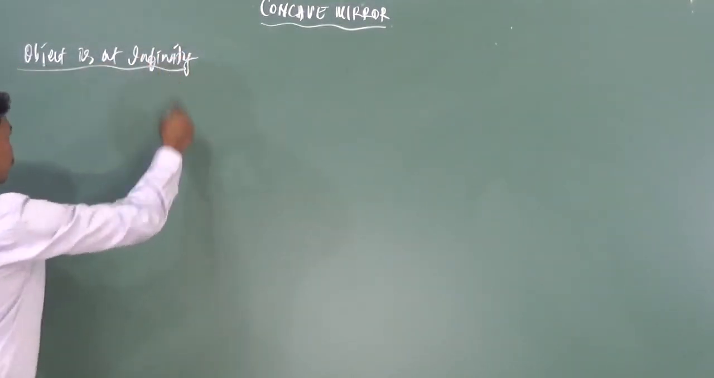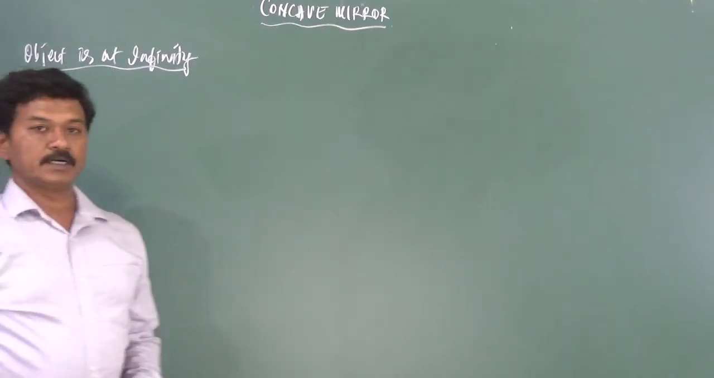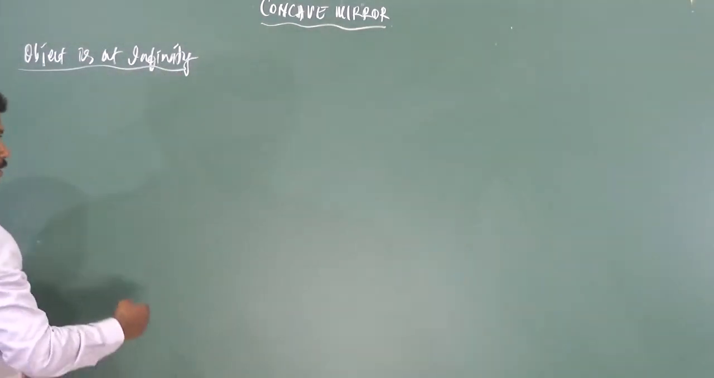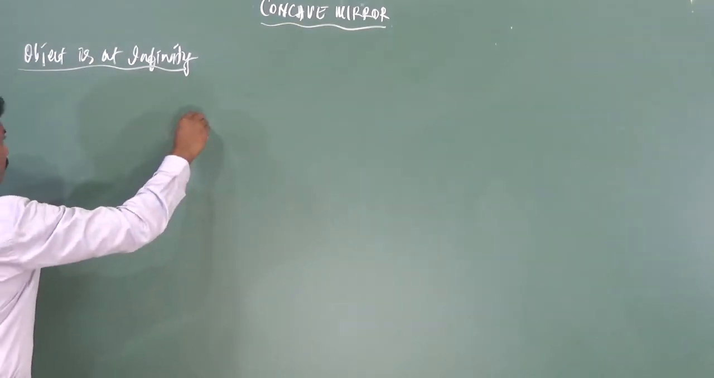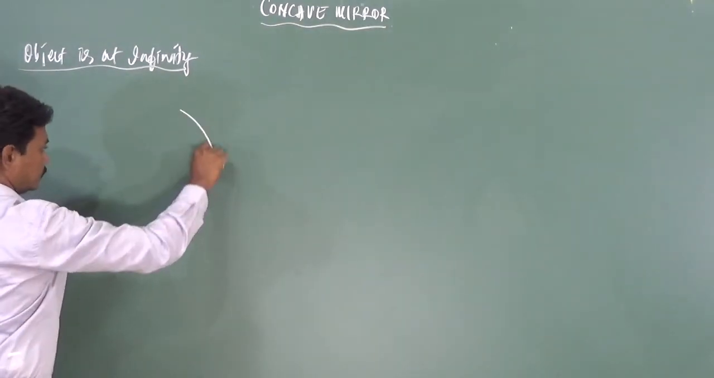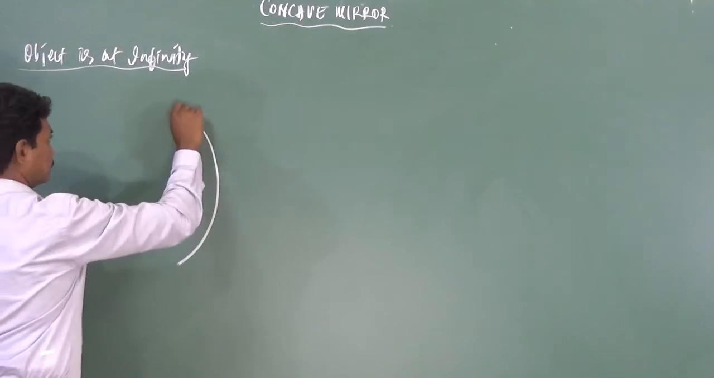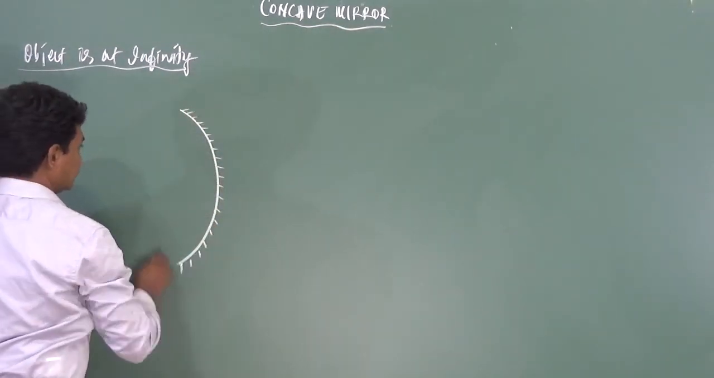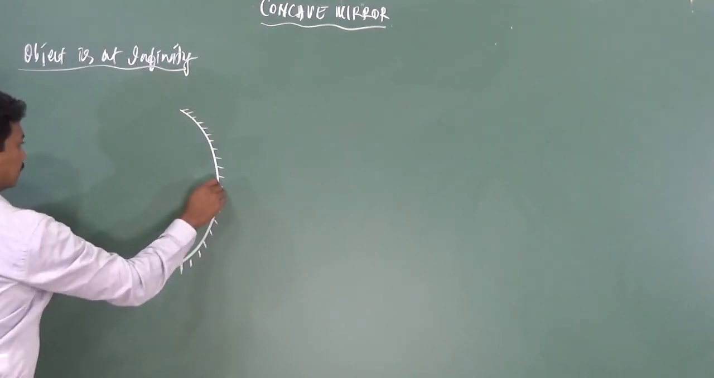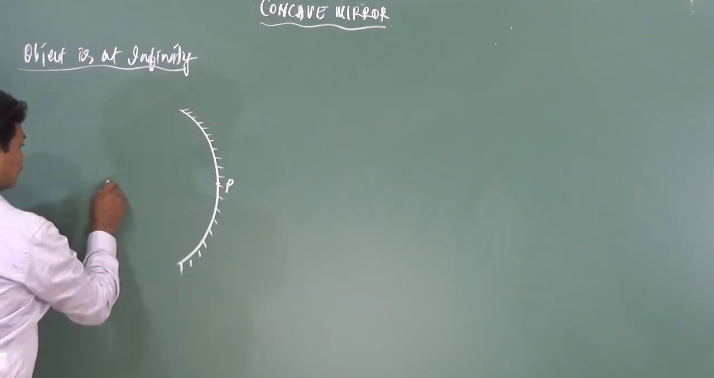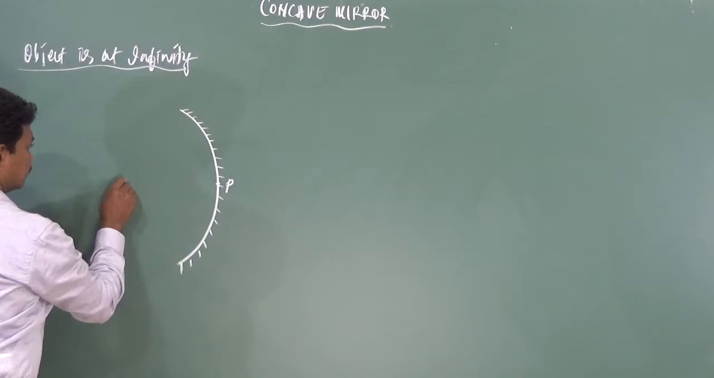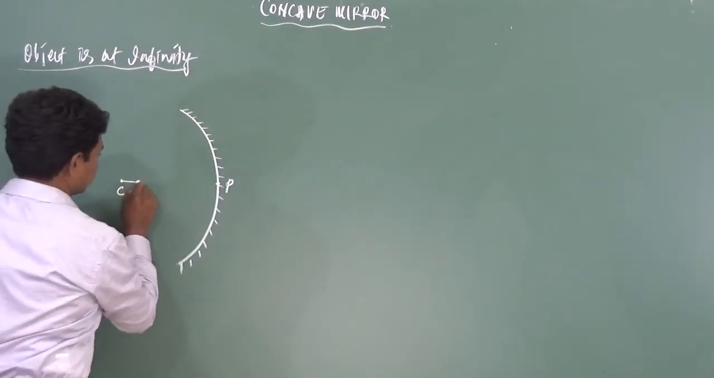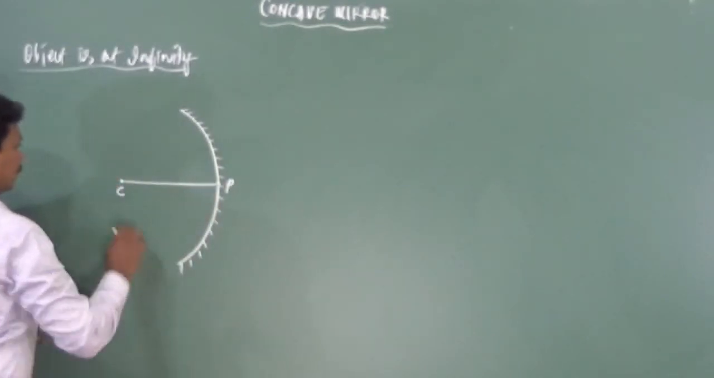So imagine we have a concave mirror and the object is placed at infinity. So let us go with the concave mirror now. This is the concave mirror, which is silvered at the outer surface so that it is reflecting at the inner surface. This is the pole of the mirror. This is the center of curvature of the mirror.